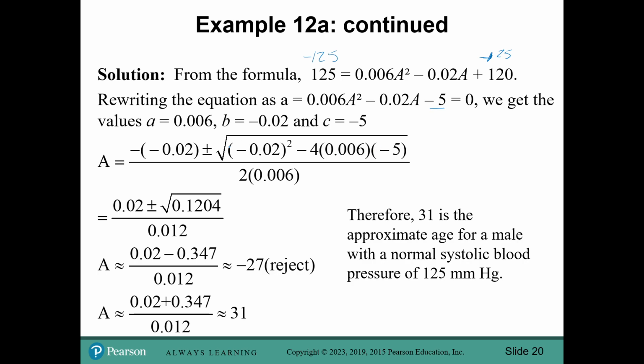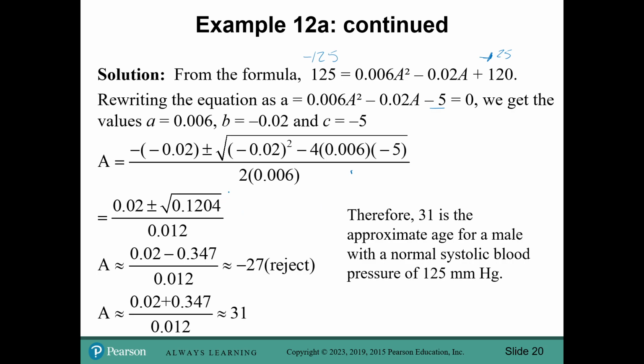Okay, now that it's set equal to 0, I can use the values a equals 0.006, b equals negative 0.02, and c equals negative 5 to plug into the quadratic formula and solve it. So in the quadratic formula, I have a equals negative b, which in this case is negative 0.02, plus or minus the square root of b squared, so negative 0.02 squared, minus 4 times a, which is 0.006, times c, which is negative 5, all over 2 times a, which is 0.006. So I plugged it into the quadratic formula. That's how we got that part right there.